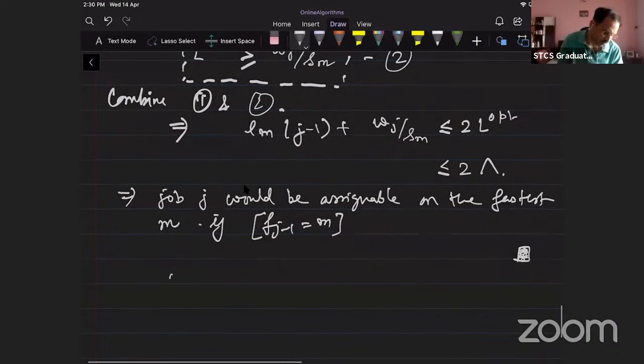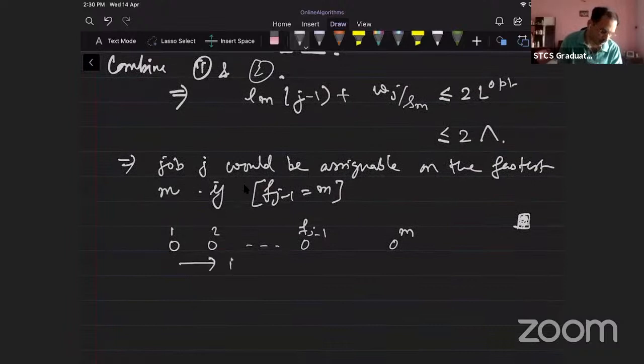So you can think of it in terms of machines 1 to M, somewhere in which this Fj minus 1 exists. This is my fastest machine, and this is strictly below this. Okay, increasing speed. Any questions?